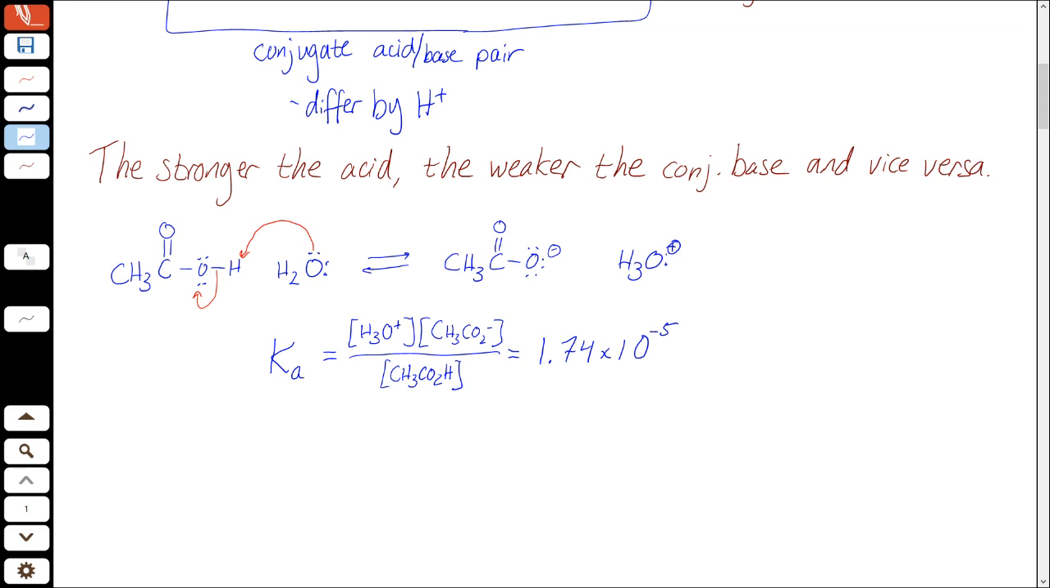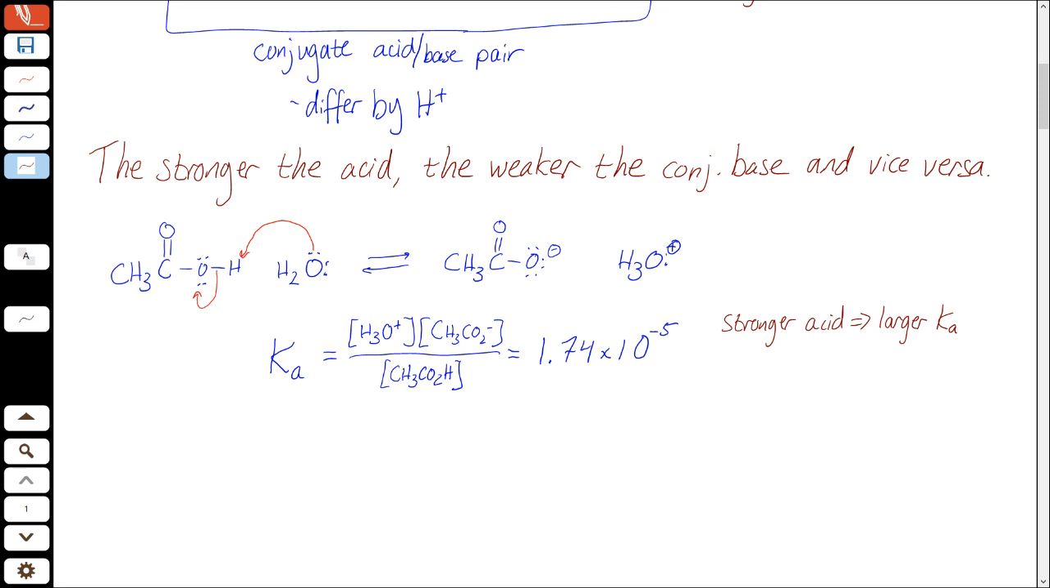So the stronger the acid, the bigger the Ka. Let's write that. Because as that acid gets stronger, it's going to push the reaction more to the right and make more hydronium in solution. So the bigger Ka for stronger acids, and the weaker acids will have lower Kas.